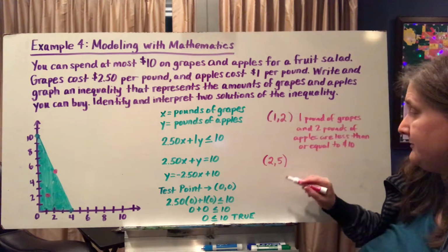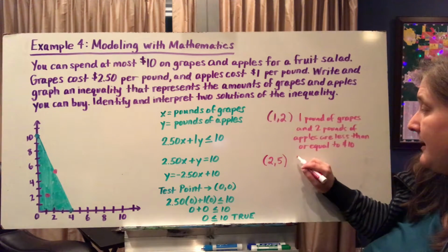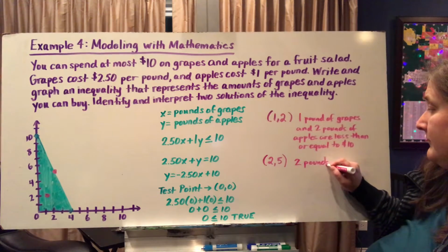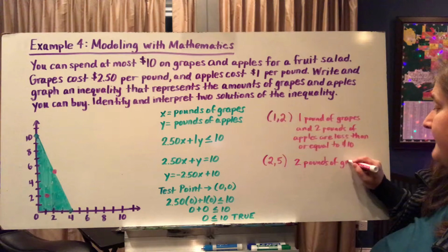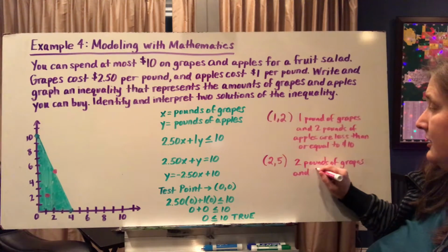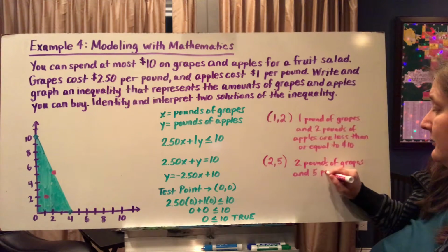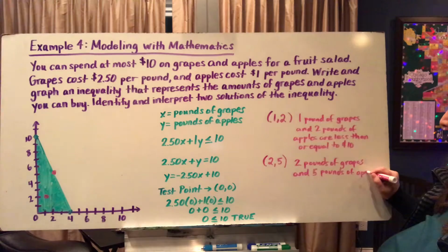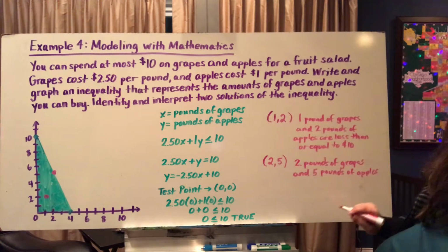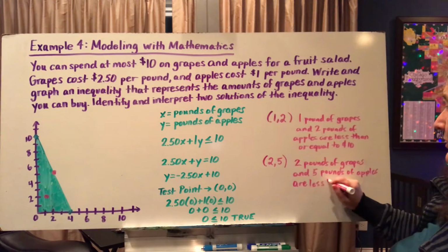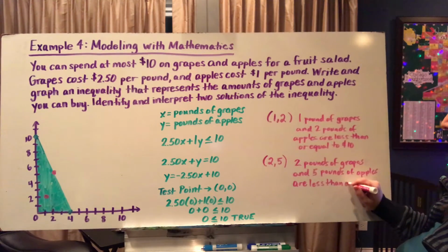Here's another solution, except this one is saying that I can buy 2 pounds of grapes, and I can buy 5 pounds of apples, and I'm still going to be under my $10 limit. So 2 pounds of grapes and 5 pounds of apples are less than or equal to $10.